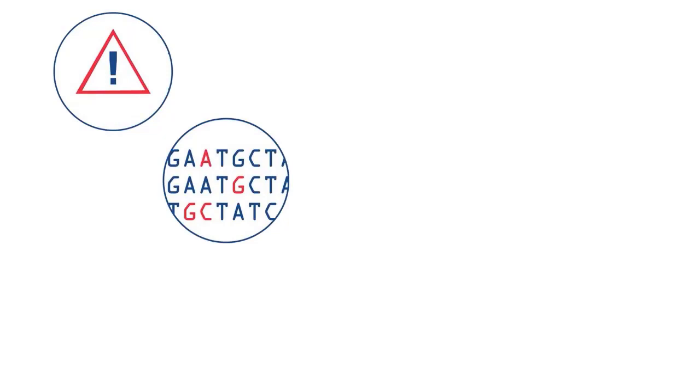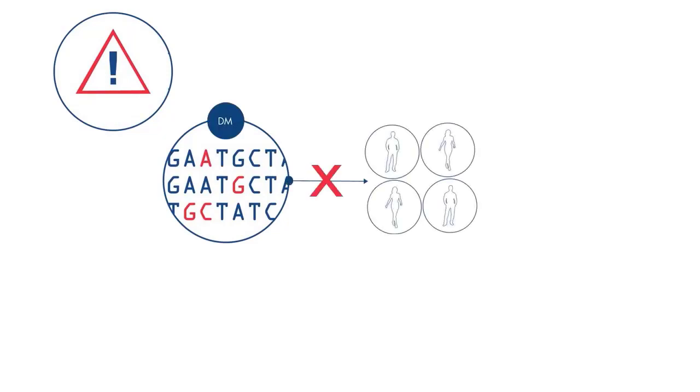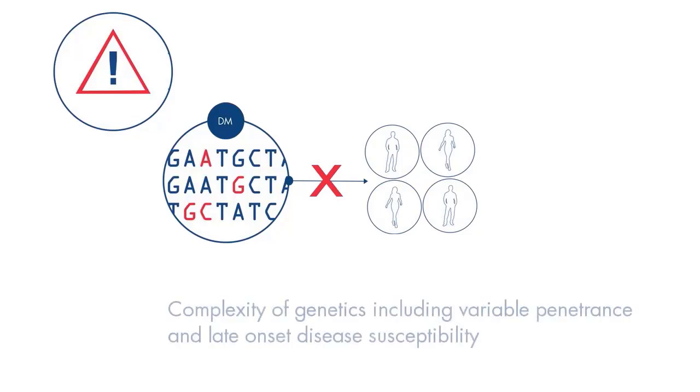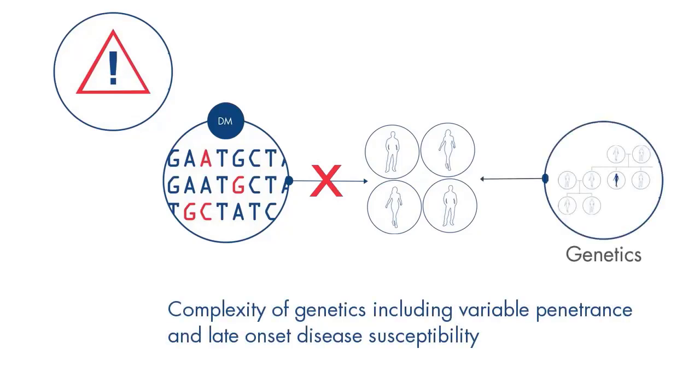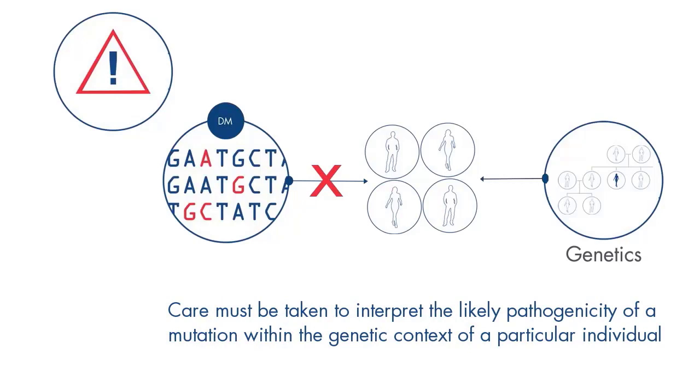It is important to note that just because a mutation is categorized as DM disease-causing, it cannot be assumed that the mutation will be disease-causing in all individuals who harbor the mutation due to the complexity of genetics, including variable penetrance and late-onset disease susceptibility. Care must be taken to interpret the likely pathogenicity of a mutation within the genetic context of a particular individual.